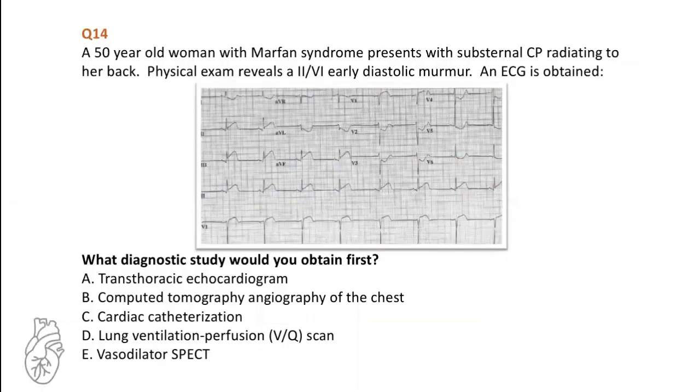A 50-year-old woman with Marfan syndrome presents with substernal chest pain radiating to the back. Physical exam revealed a 2 out of 6 early diastolic murmur. ECG was obtained. What diagnostic study would you obtain first? Echocardiogram, CT angio for the chest, cardiac catheterization, VQ scan, or vasodilator SPECT scan.